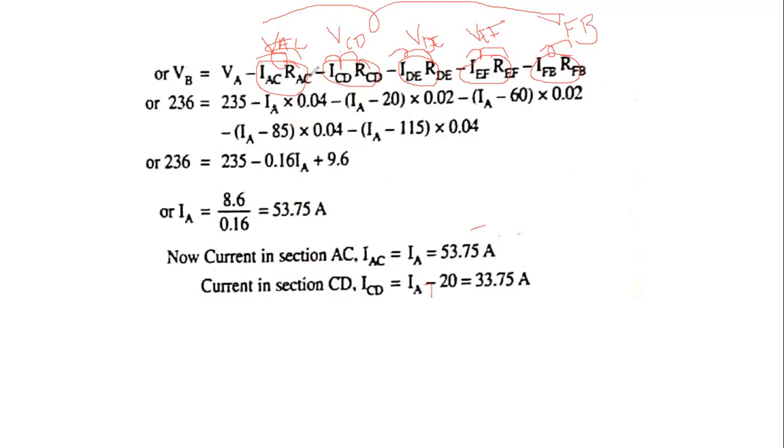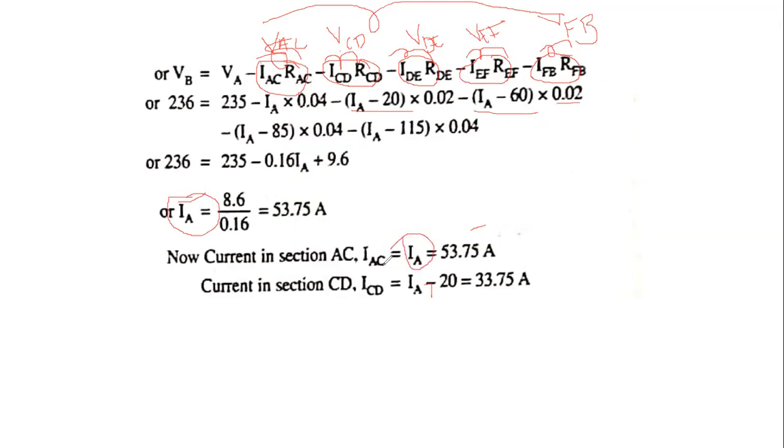IA into resistance across the A to C section. Next, what is the current at C to D? IA minus 20 amperes, into resistance. What is the current at D to E? IA minus 60 into resistance. Then we calculate the IA value. After calculating this IA, we calculate the current at each and every section.